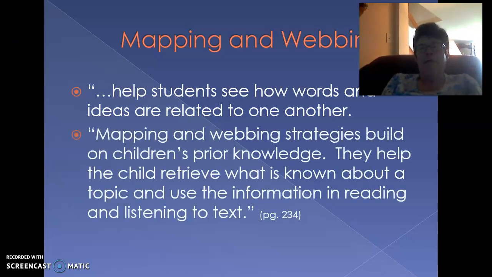When we web, these strategies build on children's prior knowledge. Well, the only way they can build on that prior knowledge is if we have activated that knowledge first. We have to activate that background knowledge. You have to. They help the child retrieve what is known about a topic and use the information in reading and listening to the text to build on that knowledge and add more knowledge. So as they grow in age and grade, they have more knowledge about certain things added to those little imaginary file folders in their head that we can open up and that they can access.